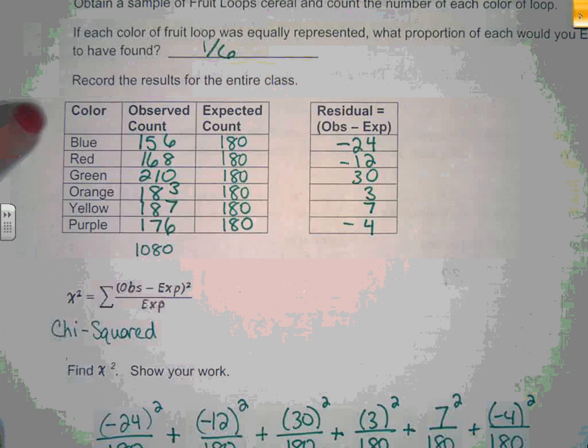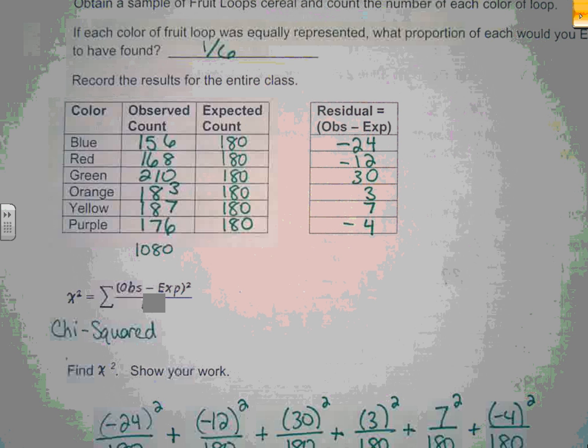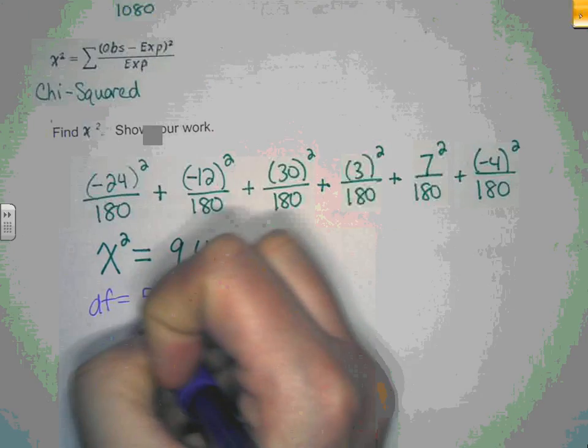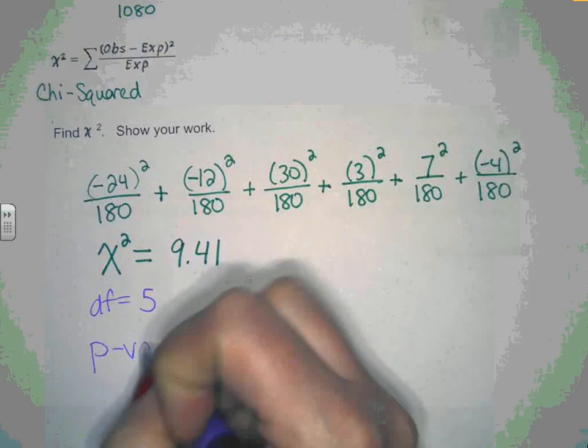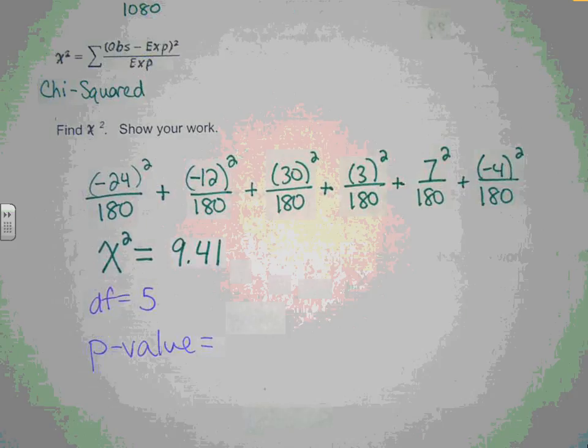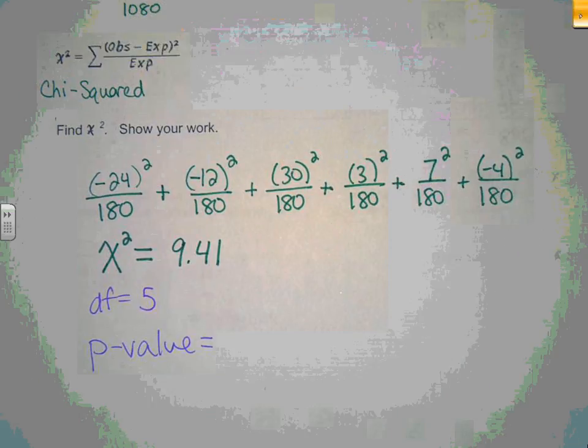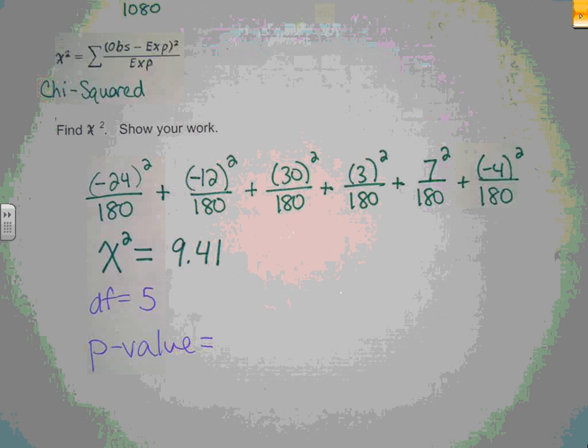So this is the question about the fruit loops that we did yesterday. There are how many categories in this one? 6. So what would our degrees of freedom be? 5. So if I ask you to find the p-value, we ended up with a chi-squared of 9.41. There's 6 categories, so the degrees of freedom is 5.